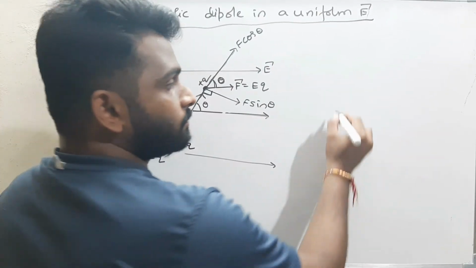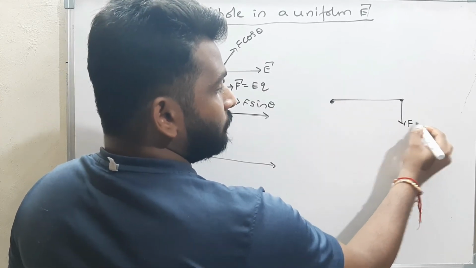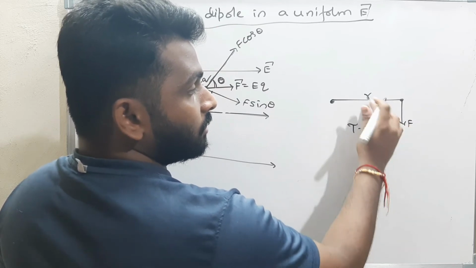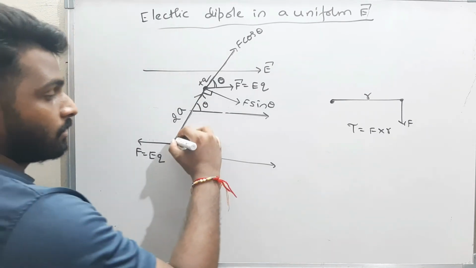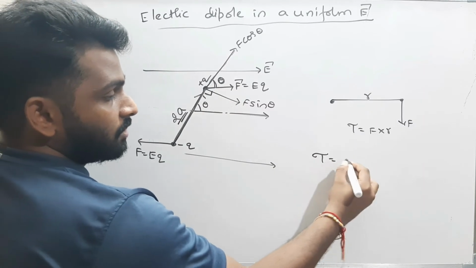Now, what is the torque? This is the point of axis, and this is the force, the perpendicular force, and the distance is r. Now, what's the torque? The torque is nothing but force into distance r. That's the torque, right? Now, this is the distance. What is the distance? 2a. Therefore, the torque is 2 into a.